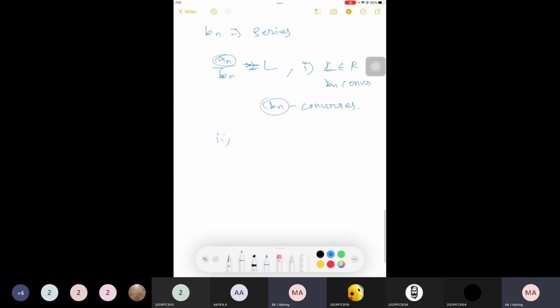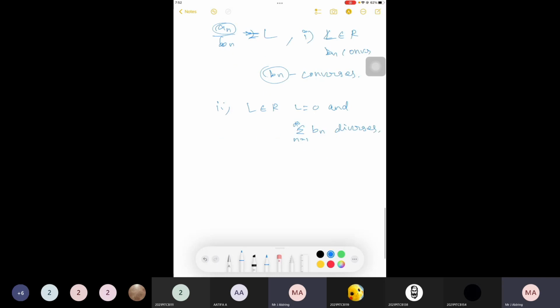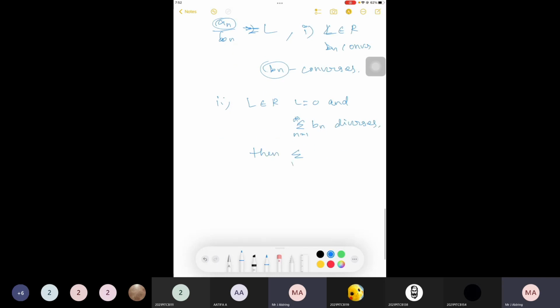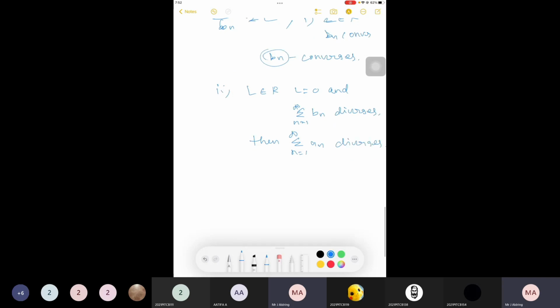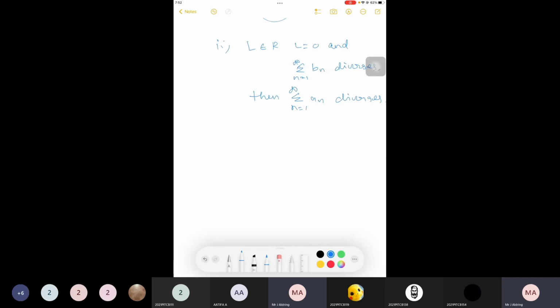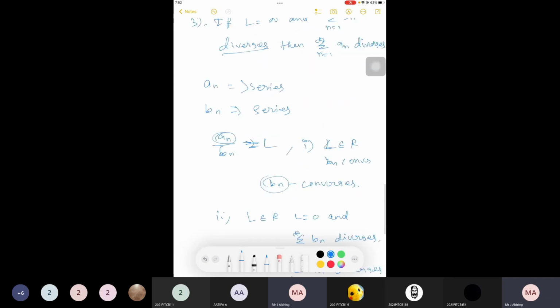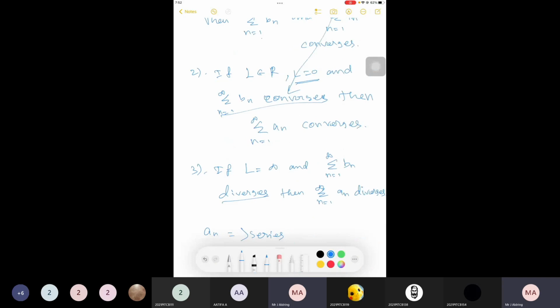The second condition is the same thing. Suppose L is any real number. If you get the L value equal to 0, and the denominator series, summation n equals 1 to infinity of Bn, diverges, then we can say that summation n equals 1 to infinity of An diverges. Okay, that is a condition. These are the limit comparison test.